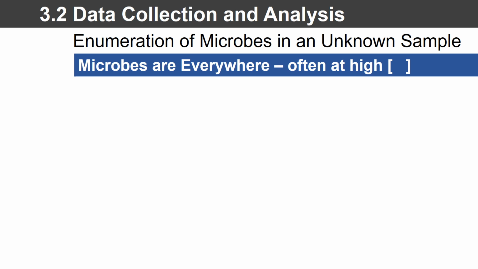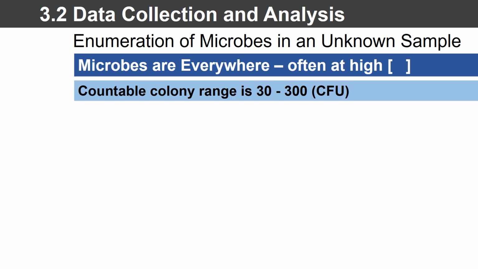There's nothing countable there. To determine the amount, we need to count colonies, and therefore we need to do dilutions, because we've already said that microbes are everywhere and they're often at high concentrations. And so that rule of thumb is where we start. Our goal is to dilute as far enough out into sterile medium as it takes, and we're going to create tenfold dilutions to do so, such that we achieve at the end of that a countable colony range between 30 and 300 colonies, or CFU, which stands for colony forming units.